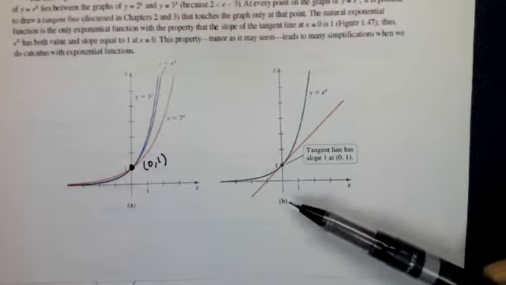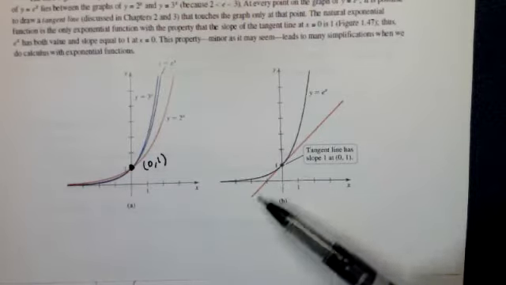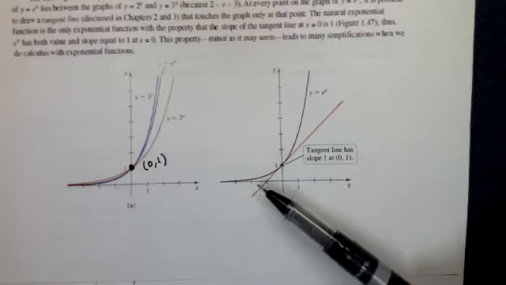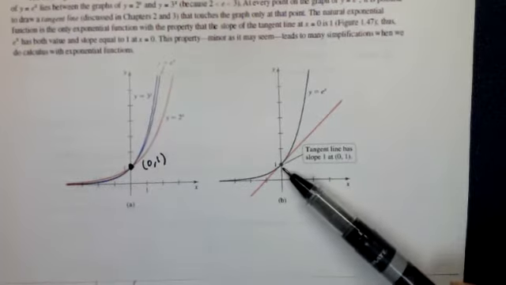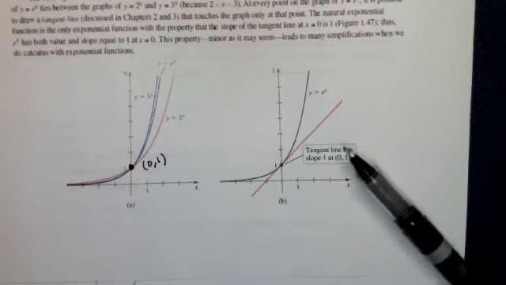Now for the graph on the right, you'll see a line that looks like this, where it's touching the graph of y equals e to the x at this point, (0, 1). We call that the tangent line.